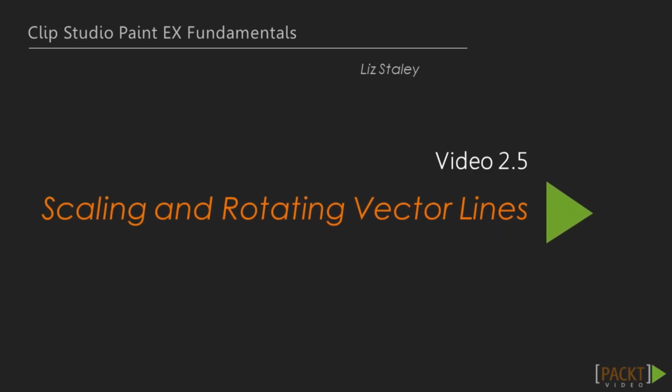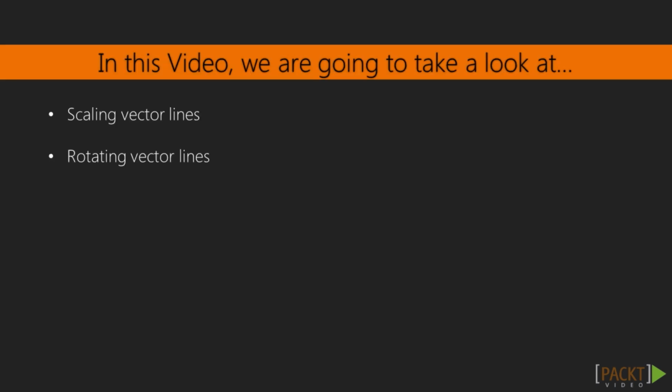Hello, and welcome back to the course. In the previous video, we learned how simple it is to delete and add control points to our vector lines in Clip Studio Paint. In this video, we are going to learn two more ways to manipulate our vectors. We'll learn how to rotate our lines and how to scale them. Let's jump right in.